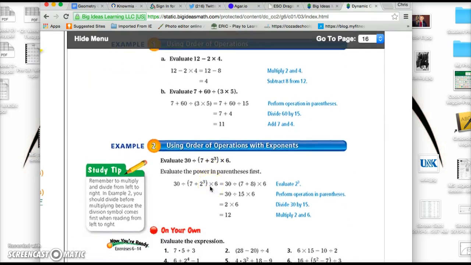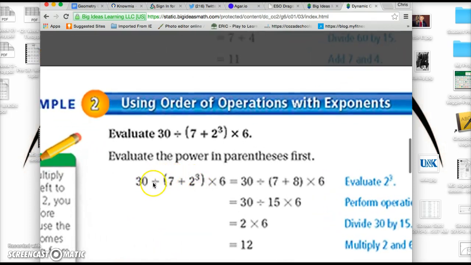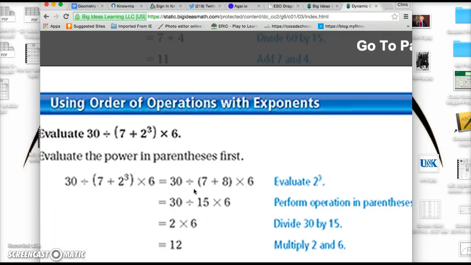In example 2, it gets a little bit more complex. We have a little bit of everything in here. So if we look closely, first of all, we have division, we have multiplication, we have parentheses, and inside those parentheses, we have exponents. Whenever you're evaluating a problem that has parentheses in it, you treat it like a new problem. So 7 plus 2 to the third power, we evaluate that first, and inside those parentheses we have exponents. The book does a nice job of telling you what they do. So 30 divided by the quantity 7 plus 2 to the third power, times 6.